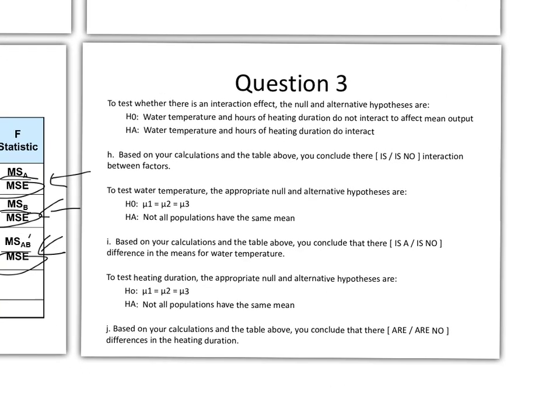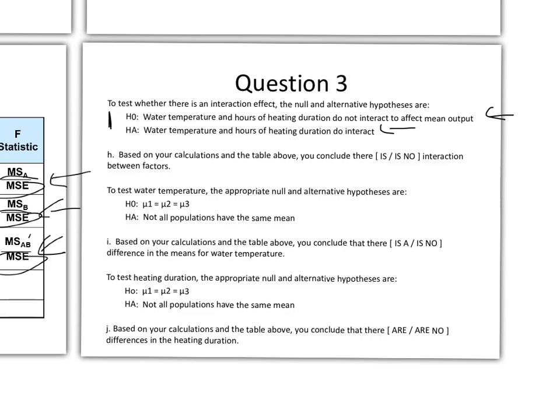All right. So first we're going to test whether there's an interaction effect. Okay, so our null and alternative hypotheses are given to us here, here, and here. It says water temperature and hours of heating do not affect the mean output, and the alternative is that they do.